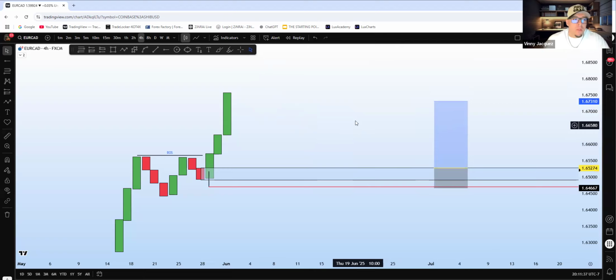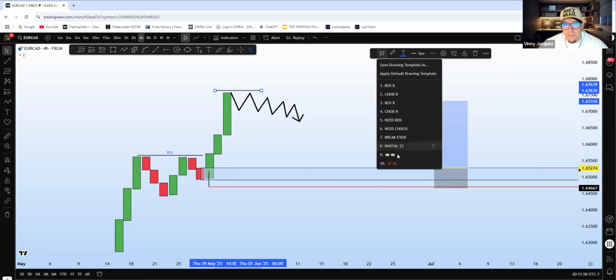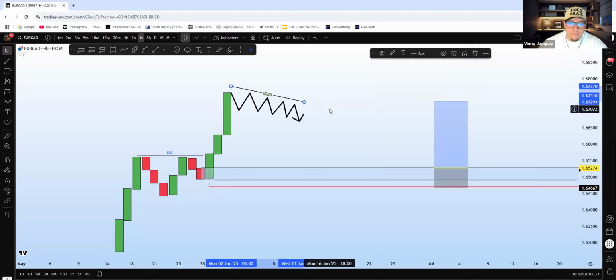So now, what I would like to see, in a perfect trading scenario, is some type of equal high or maybe even a downward trend line liquidity. That way we can either have equal high liquidity here, or we could have some type of trend line liquidity. Give me a 3 if that makes sense.